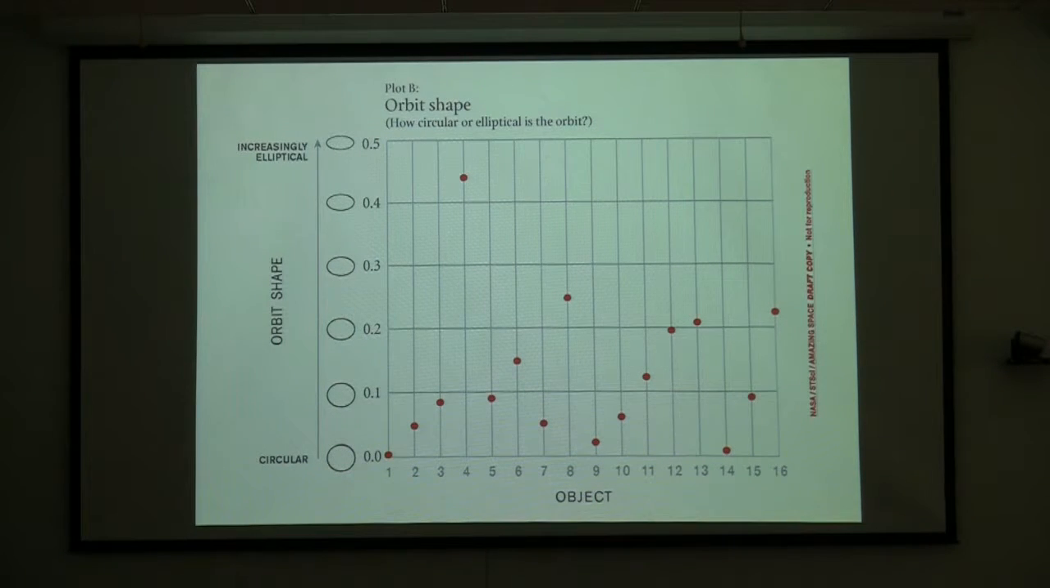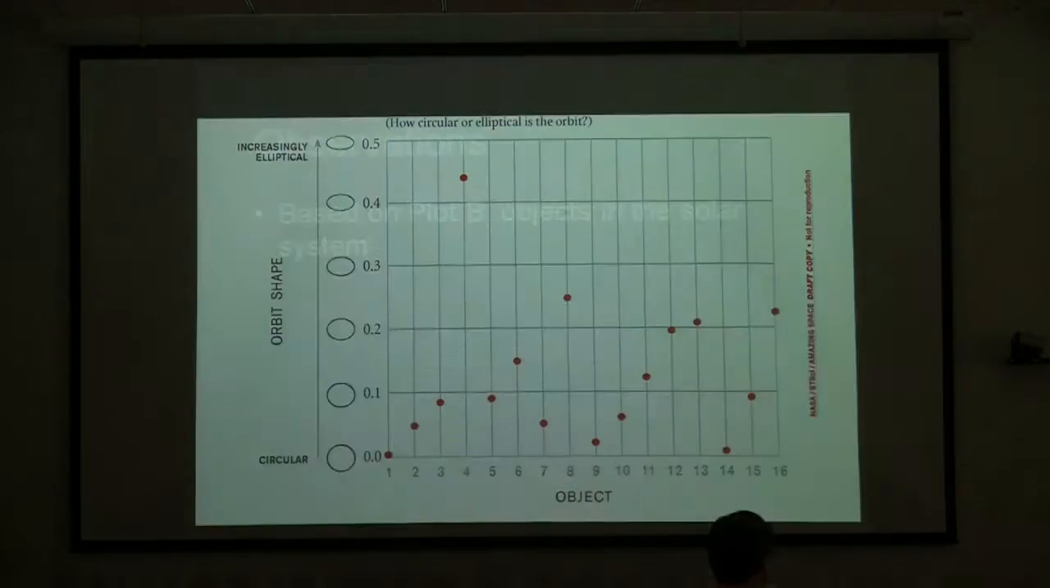Anything else about this plot that somebody would like to say? 9 out of 16 are between 0.0 and 0.1. That's just over half, so you could say most are between 0.0 and 0.1. Good, good. Anything else?